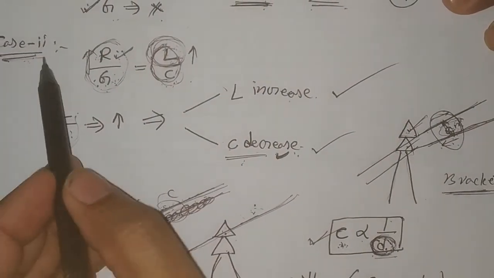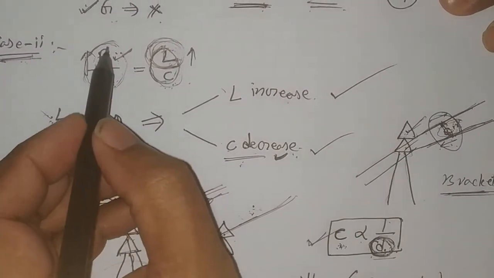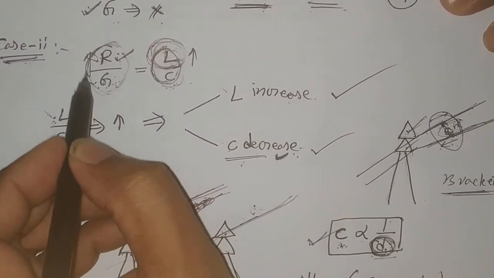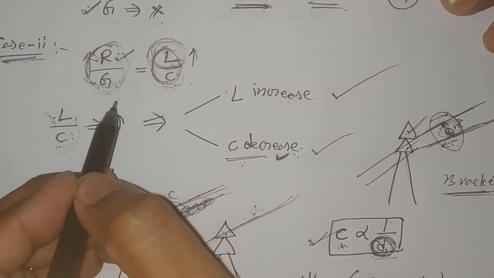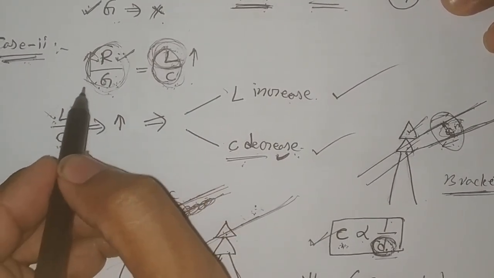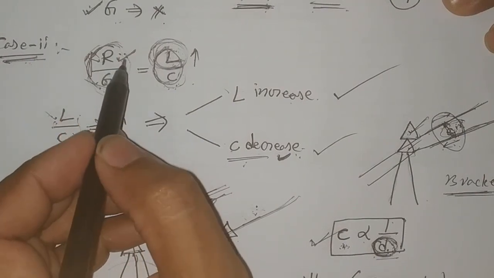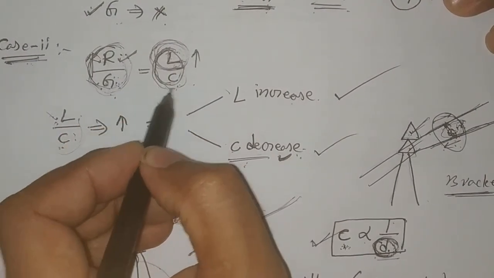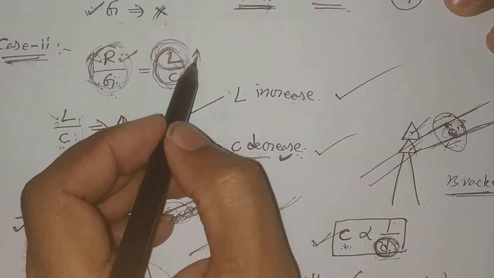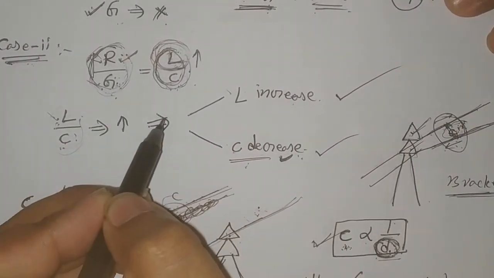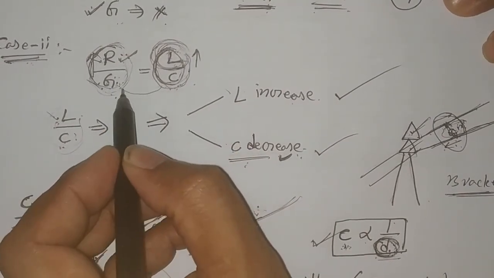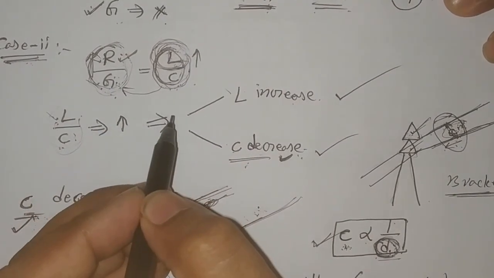So in the next case, that is case 2, a variation in R or a variation in G does not provide you any better result. As we already said, in practice this R by G is said to be large. Therefore, in order to equate this R by G, you have to increase this L by C to a level to satisfy this condition. That means you have to increase this L by C to have a better compensation with the R by G value.